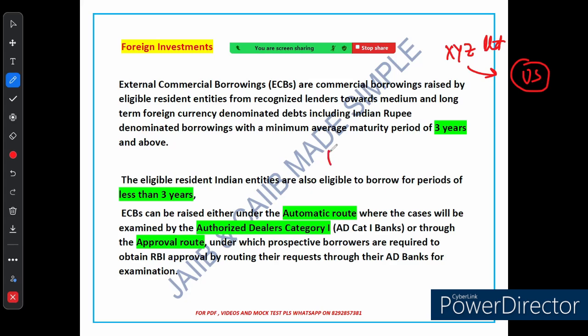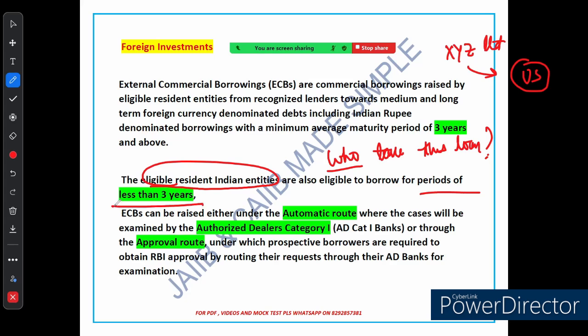Remember, who takes this loan? This is a very good question. That means this ECB is applicable to whom? Not every company in India can borrow from abroad. Only specific businesses called eligible resident Indian entities can get this ECB, and sometimes they can even borrow for less than 3 years if the project needs it. Earlier I told you that the minimum average maturity period is 3 years, but these eligible resident Indian entities can also borrow for a period less than 3 years if the project needs it.